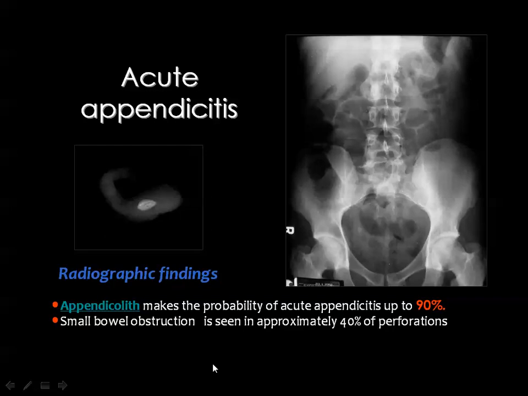Then the most common radiographic diagnostic criteria for the diagnosis of acute appendicitis by plain X-ray, by CT, and by ultrasound is the detection of this small calcified appendicolith in the right iliac fossa corresponding to the site of the appendix. And the appendicolith makes the possibility of acute appendicitis good in more than 90% of the cases.